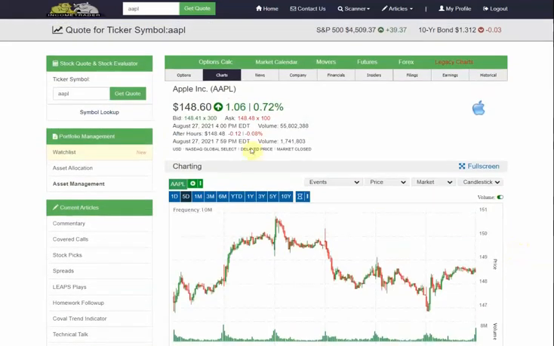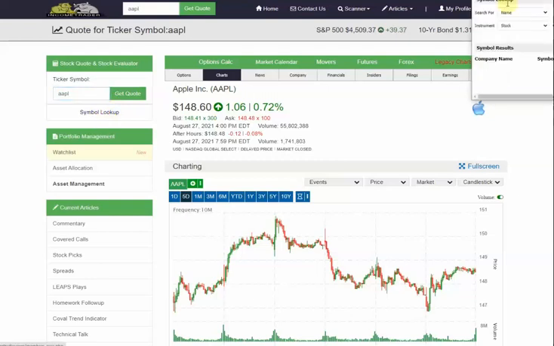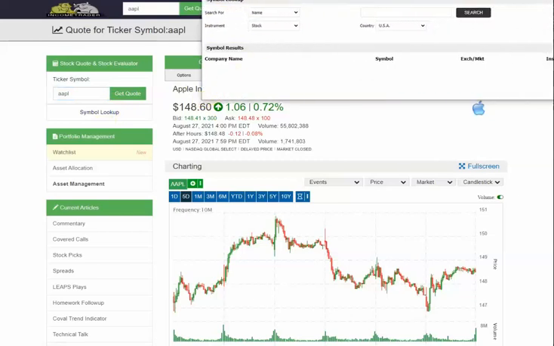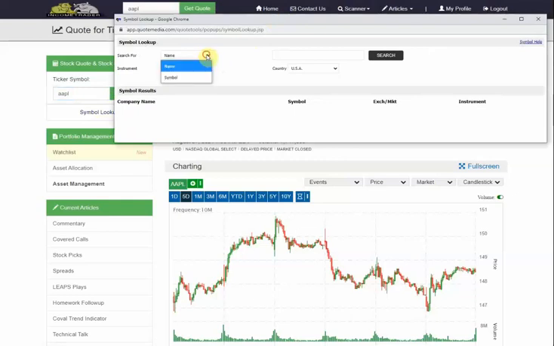So this is what's on the stock page. Every time we pull up some type of a ticker symbol over here or over here, both of them do the exact same thing. If you don't know what the ticker symbol for a stock is, you can click here where it says symbol lookup. And then from the symbol lookup, we can go ahead and find out more about what we're after through here. So search for a name.